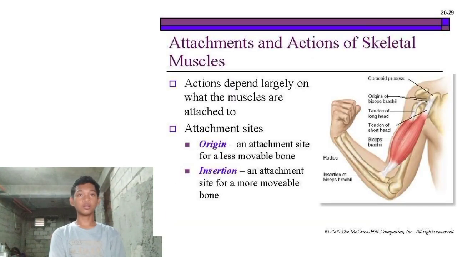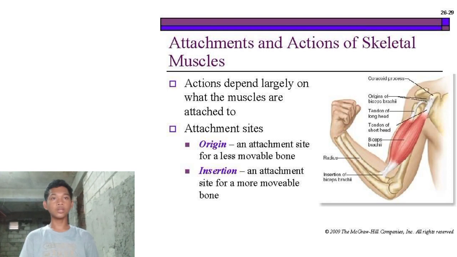The insertion is where the muscle connects to the bone via tendons. It is the opposite side of the origin and is attached to the more movable bone. Thus, this muscle attachment is responsible for body movements. It is usually the distal end and has less mass. Difference between origin and insertion.